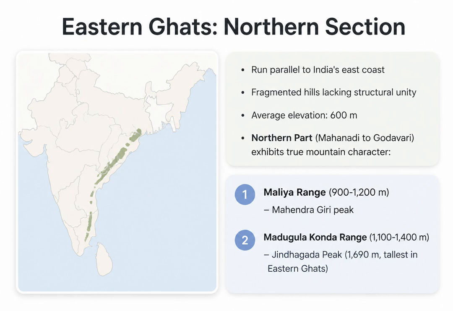However, the northern part, between the Mahanadi and Godavari rivers, exhibits true mountain character. This includes the Malia Range, home to the Mahendragiri Peak, and the Madhugavakunda Range, which boasts the Jindagada Peak. At 1,690 meters, Jindagada is the tallest peak in the entire Eastern Ghats.